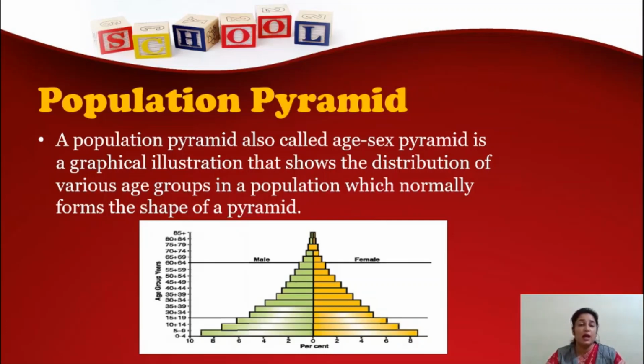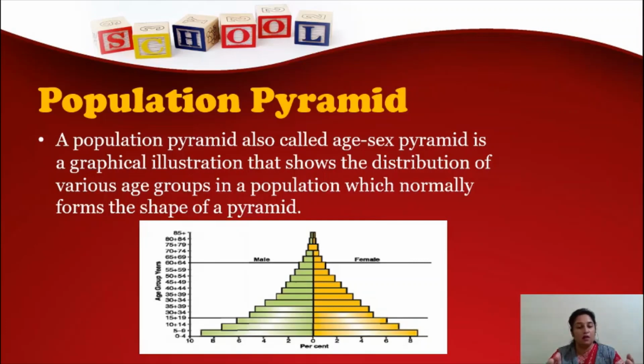Why is it known as an age sex pyramid? Because with the population pyramid, we get to know the number of males and females, and also under which age group they belong. Now, on the y-axis, as you can see, the age group in years is mentioned from 0 to 4, 5 to 9, 10 to 14, 15 to 19, and so on till 85 plus. On the x-axis, we have the population.